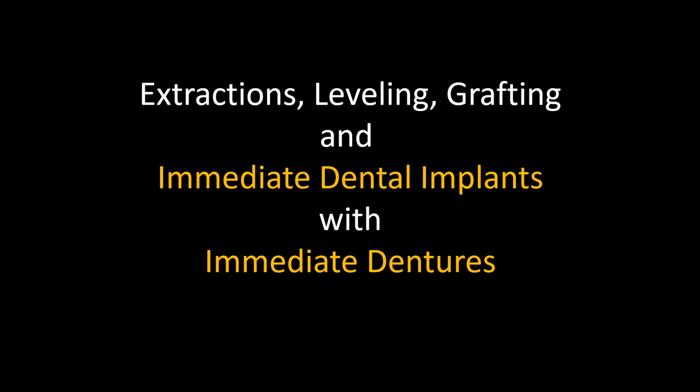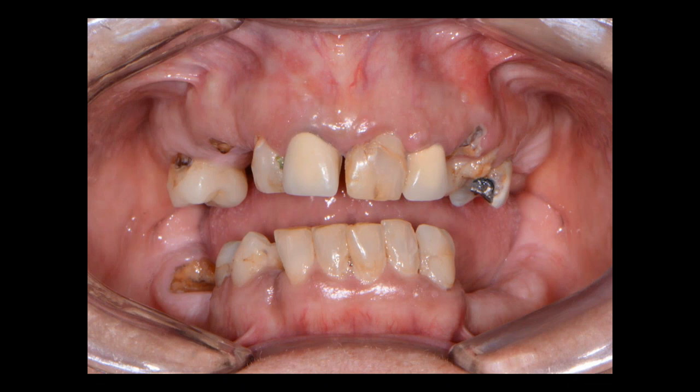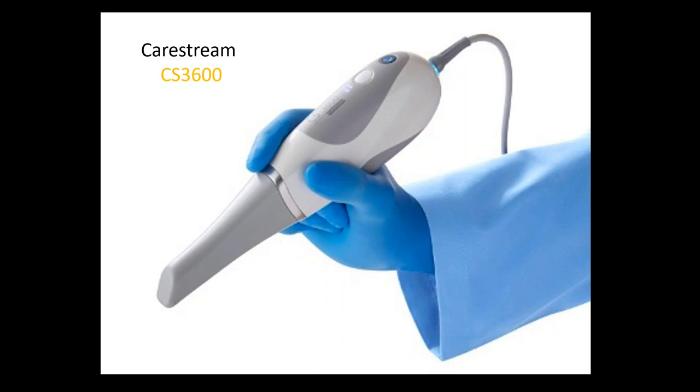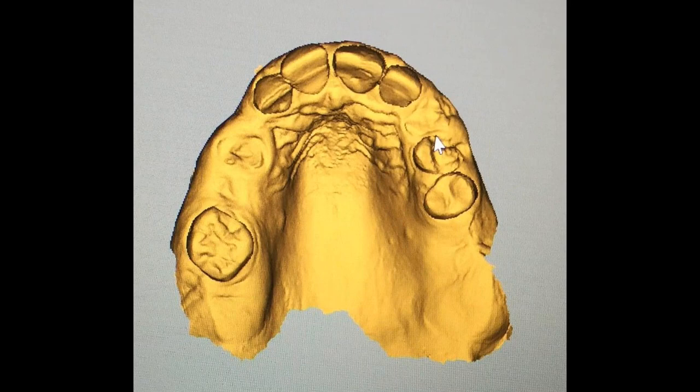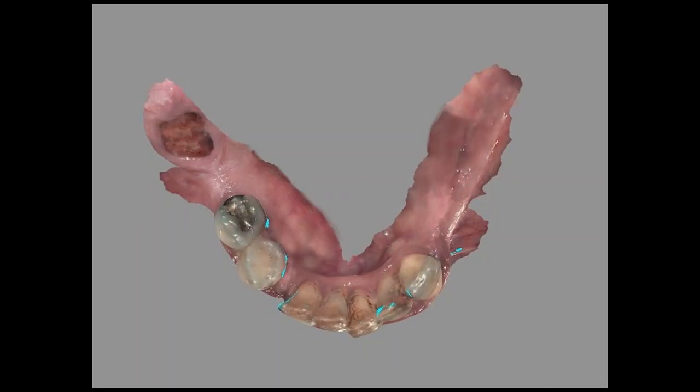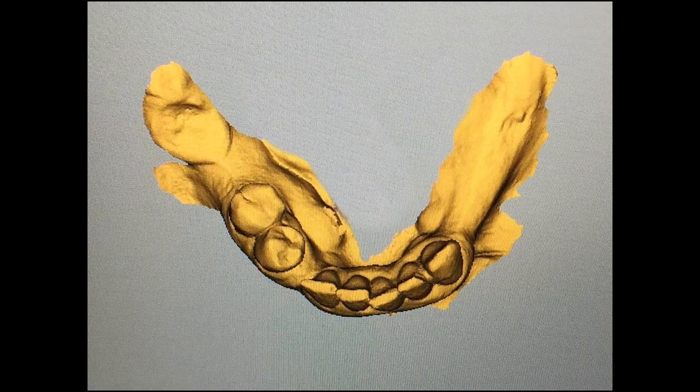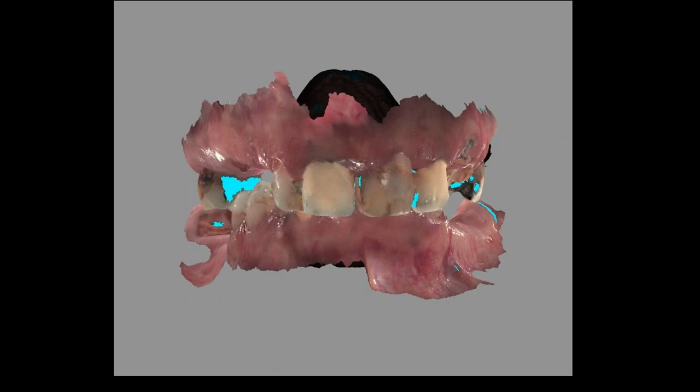So lastly, I like to cover this one case that does multiple extractions. So this patient presented to our practice. You can see the gross decay in her mouth. Here we're using the 3600 to just scan intraorally so that we can present to this patient what's going on. And very clearly we can identify that this is going to be a full mouth reconstruction.